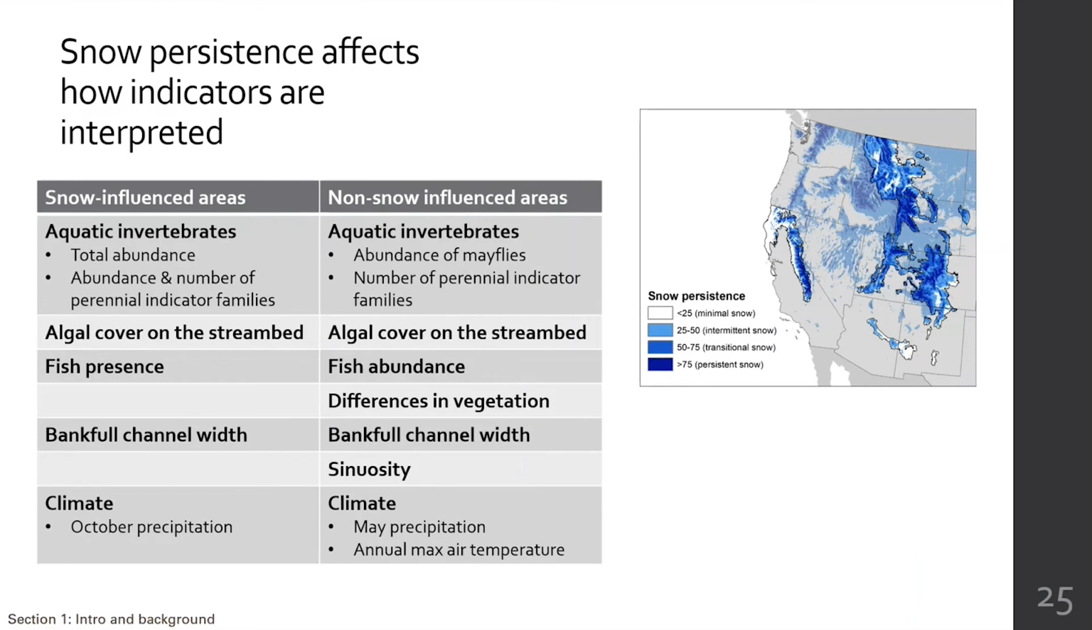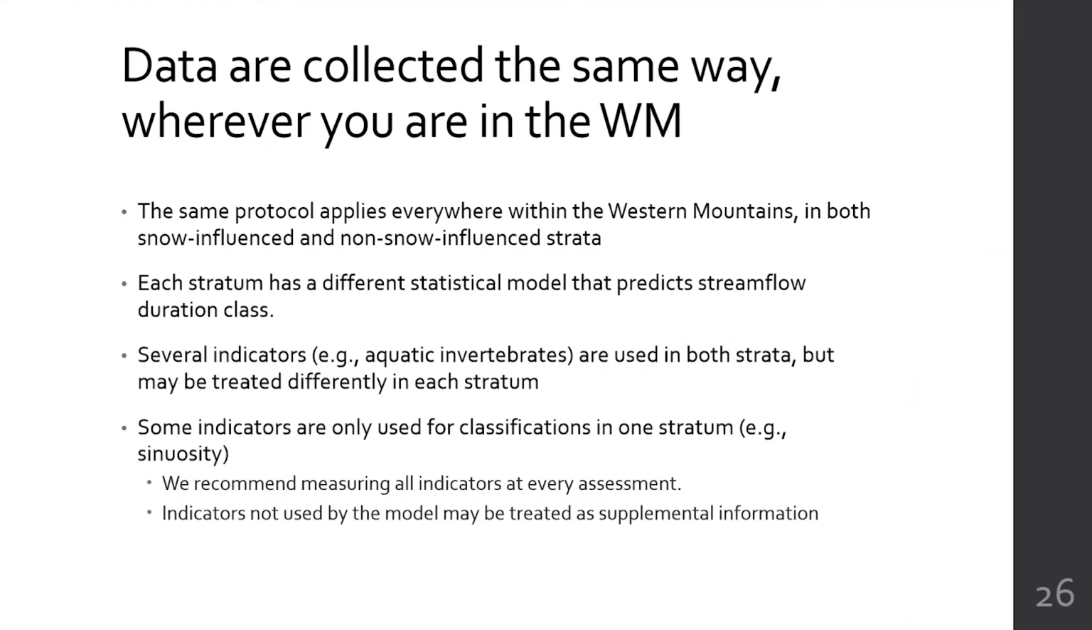When you look at the non-snow influence areas, it's actually a longer list of indicators, and they're slightly different in the way they're formulated. I'll just point out, for example, fish presence versus fish abundance. So it does matter where you are. Regardless of whether your reach is snow influenced or not, you want to collect data in the same way. You want to use the same protocol anywhere within the Western Mountains.